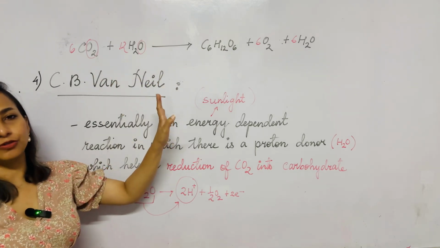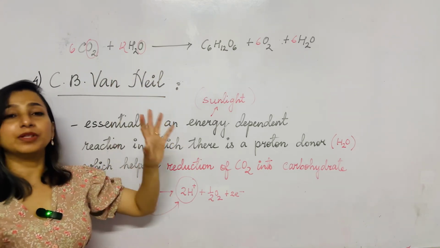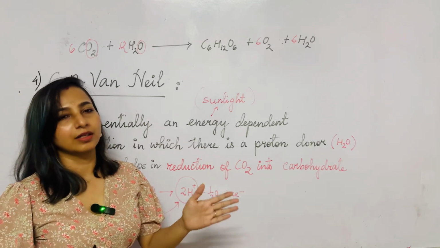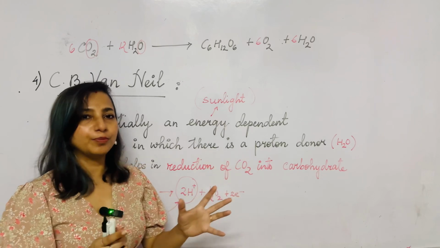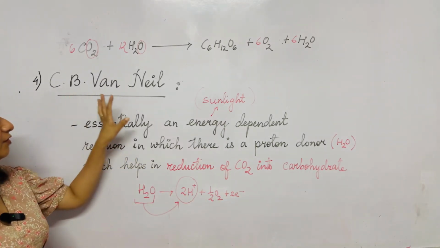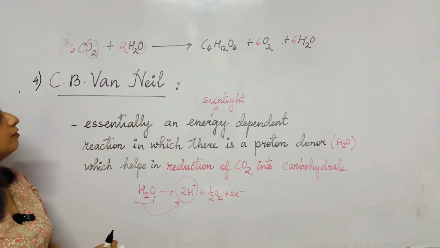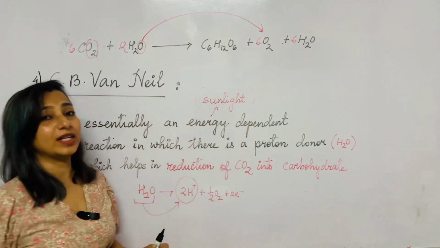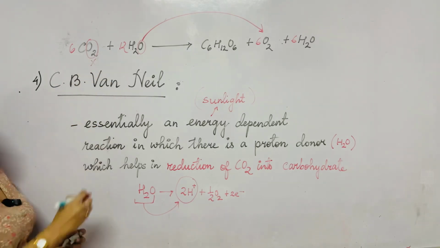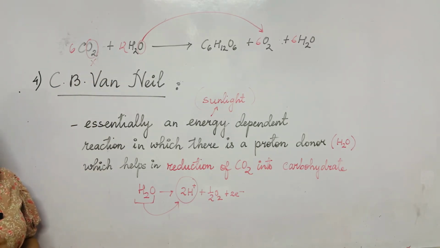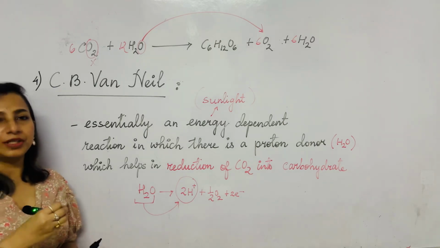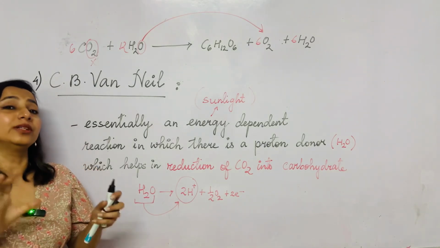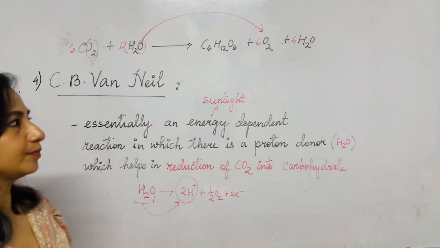But this confusion was experimentally proved later on by other scientists, Ruben, Kamen and Hassid. They actually proved it, but it was suggested by C.B. Van Neel that evolution of oxygen is from water, not from CO2. He suggested this. And later on, Ruben, Hassid, and Kamen experimentally proved it. So let's see how they experimentally proved it.